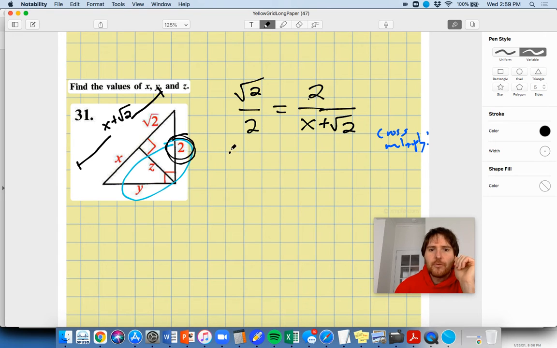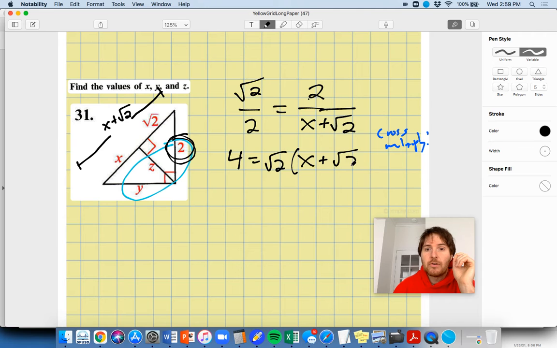2 times 2 equals 4. That's the easy part. The harder part's going to be this, and maybe I'll show it to you in greater detail than what I did after class today. Root 2 times the quantity x plus root 2, okay? So here, we're going to cross multiply this, and then, hey, we've got 2 terms down there. This is not a binomial, but it is 2 terms. That doesn't fit the definition of polynomial.